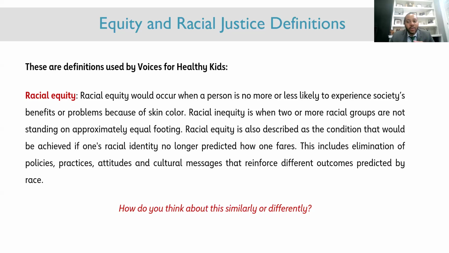Racial inequity is when two or more racial groups are not standing on approximately equal footing. Racial equity is also described as a condition that will be achieved when one's racial identity no longer predicts how one fares. This includes elimination of policy, practices, and attitudes, and cultural messages that reinforce different outcomes predicted by race. What are ways that your definition of health inequities, racial equity, and racial justice are the same or different? Take a moment to think about that. But these definitions and others can be found on the Voices for Healthy Kids Racial Equity and Public Policy Guide.